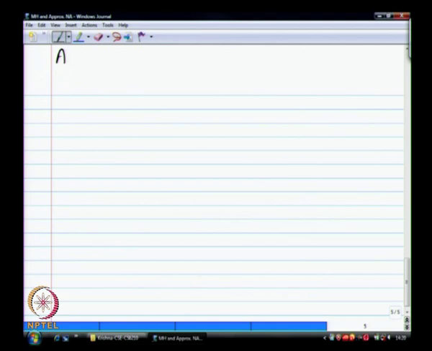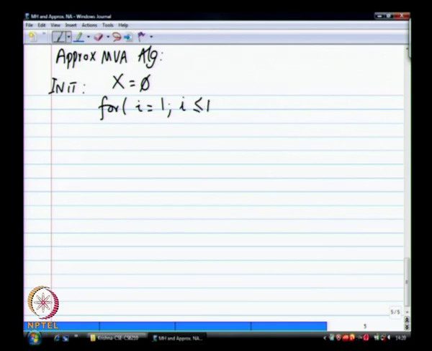Is that clear what you are trying to do? So the actual algorithm will now look something like this. Your approximate MVA: initialization is that your throughput is 0, and since there are m queues, we just need Qi, and I am simply assuming that the n jobs are evenly distributed among the m queues. So this is my initial assumption.